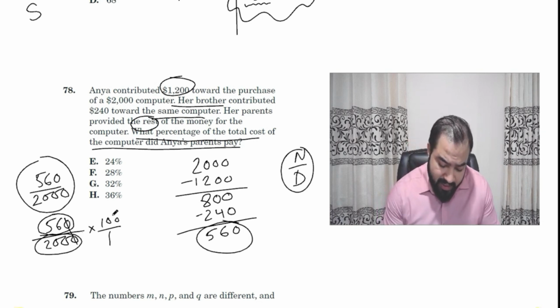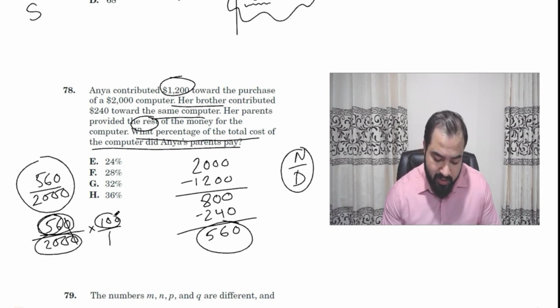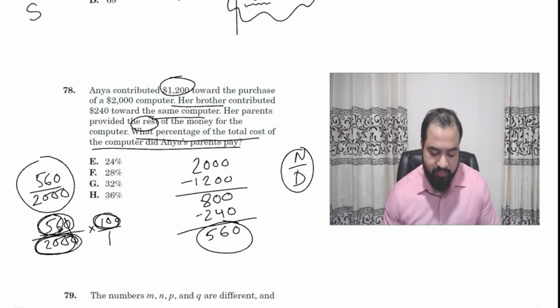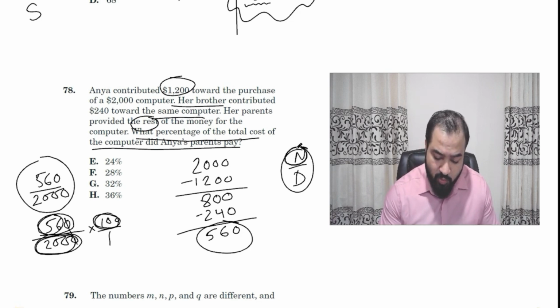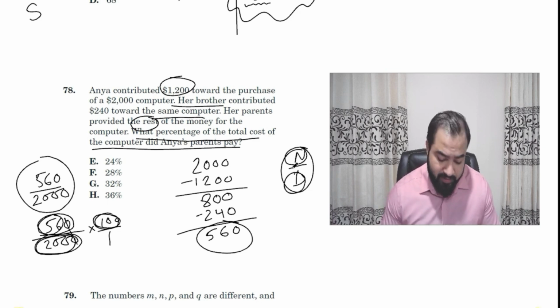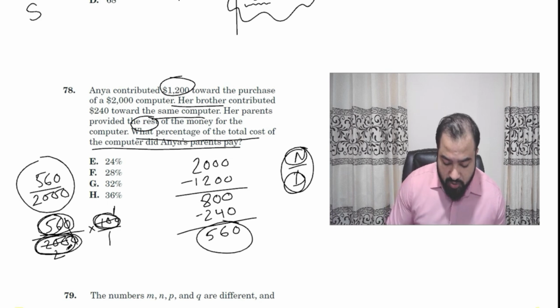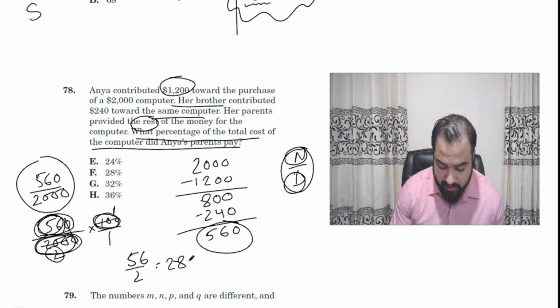Now, can I simplify 100 with 56? No, because 100 and 56 are both numerators. But can I simplify 100 with 200? Yes, because 100 is the numerator and 200 is the denominator. I hope you understand the concept that one has to be a numerator and the other a denominator in order to simplify them. So 100 and 200 become 1 and 2, which means we divide both by 100. Now all I have is 56 divided by 2. So 56 over 2 is 28. So it's 28%.